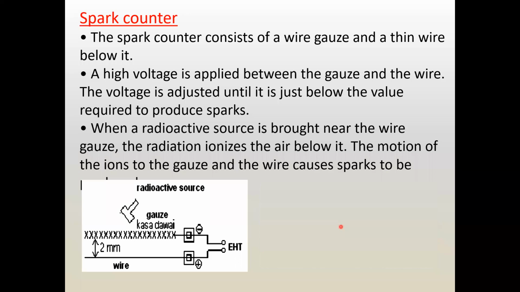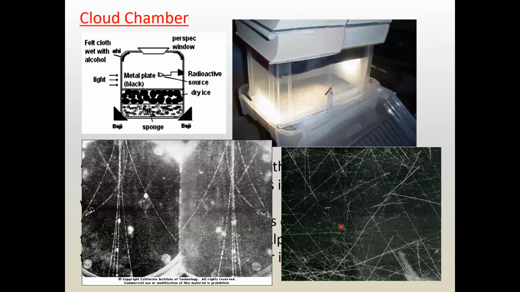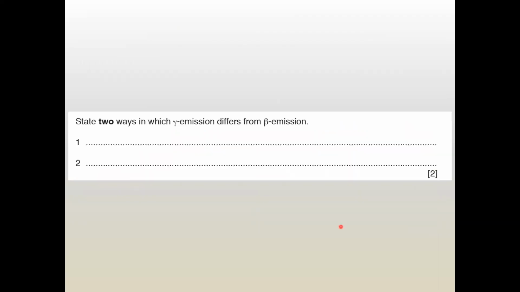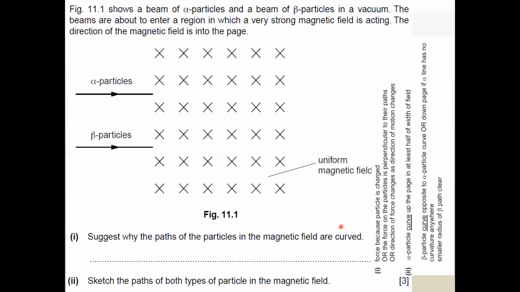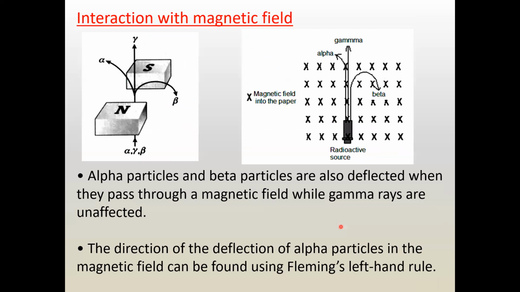So this was about the radiations. As we discussed, the magnetic effect and the magnetic deflection in a magnetic field for alpha, beta, and gamma.